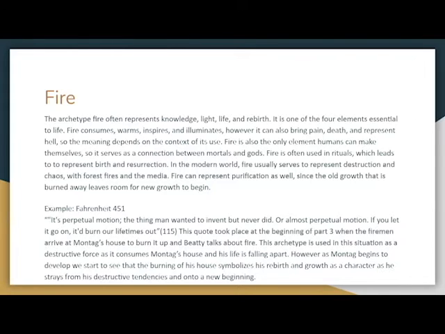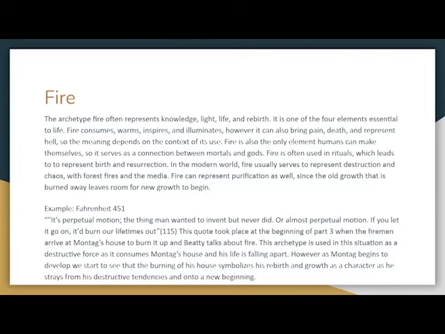Fire can represent purification as well, since the old growth that is burned away leaves room for new growth to begin. An example is in Fahrenheit 451, when Beatty says, "Is perpetual motion the thing man wanted to invent but never did, or almost perpetual motion? If you let it go on, it'd burn our lives out." This is on page 115. This quote took place at the beginning of part 3 when the firemen arrived at Montag's house to burn it up, and Beatty talks about fire.